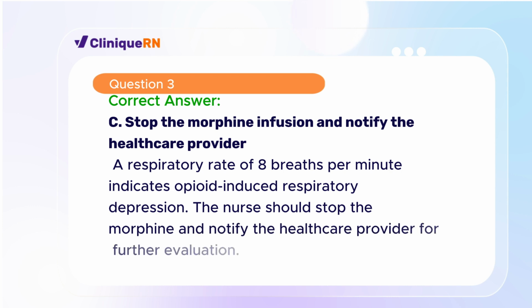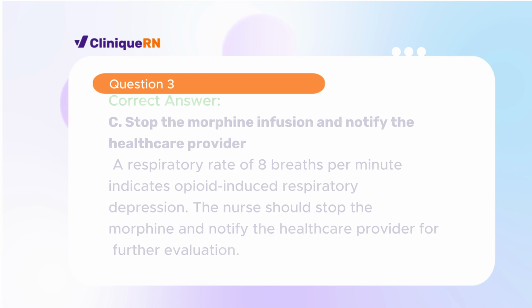The correct answer is C. Stop the morphine infusion and notify the healthcare provider. Rationale for correct answer. A respiratory rate of 8 breaths per minute indicates opioid-induced respiratory depression. The nurse should stop the morphine and notify the healthcare provider for further evaluation.